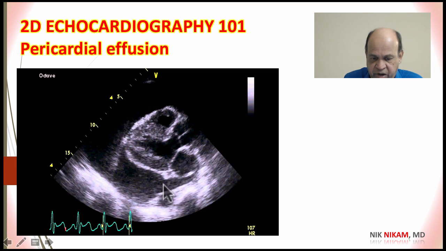And here we have a large pericardial effusion posteriorly, and there's also some evidence of fluid here. So we are dealing with a large pericardial effusion. The question is, does this patient have tamponade? And that is going to be determined based on the overall clinical situation.